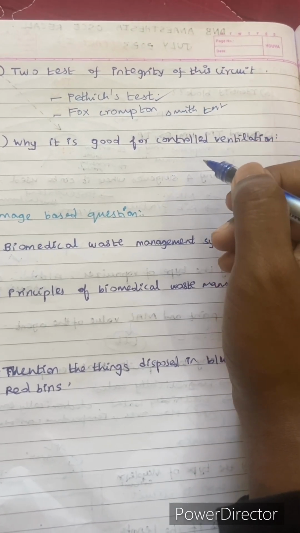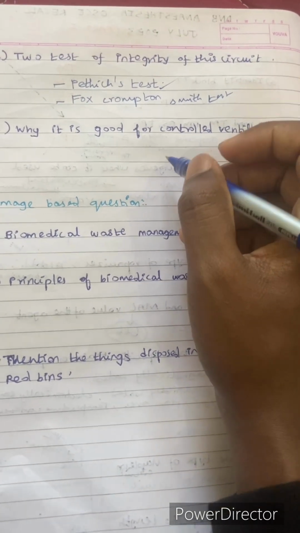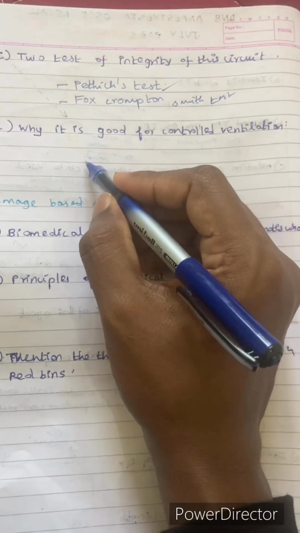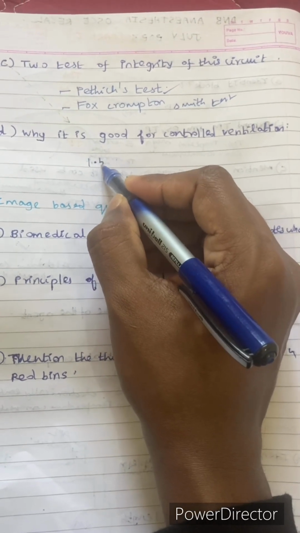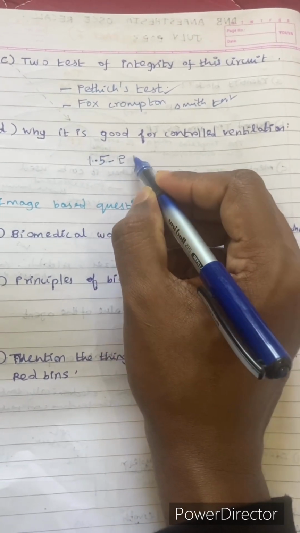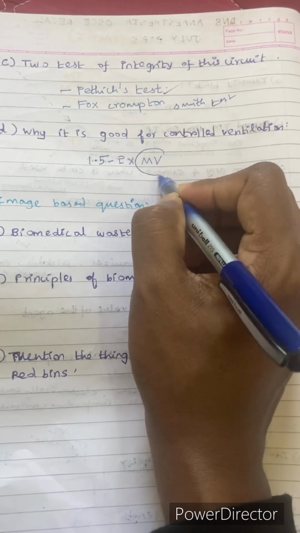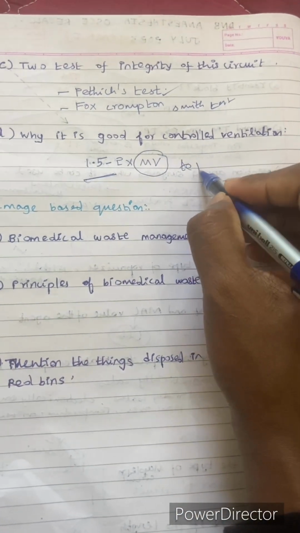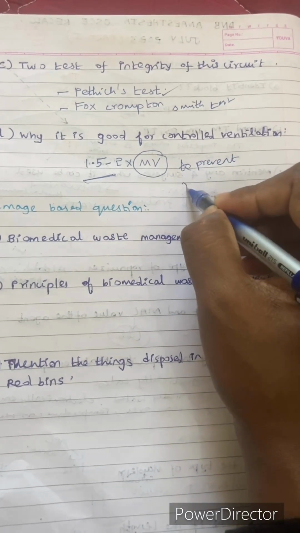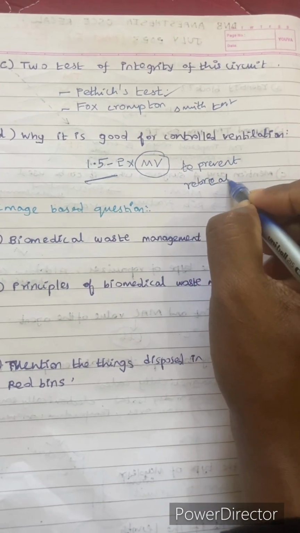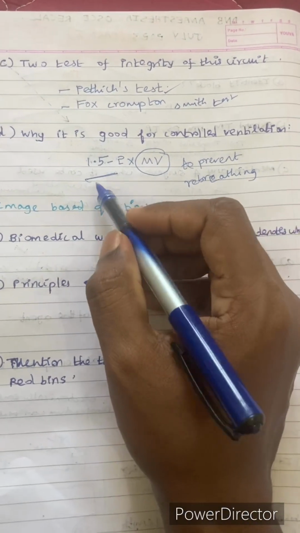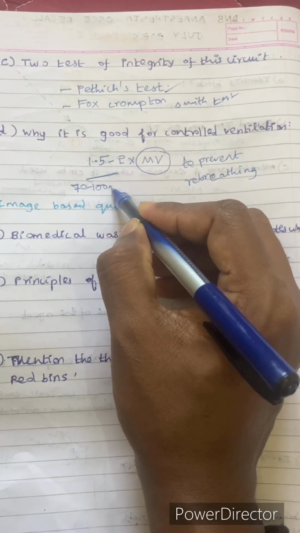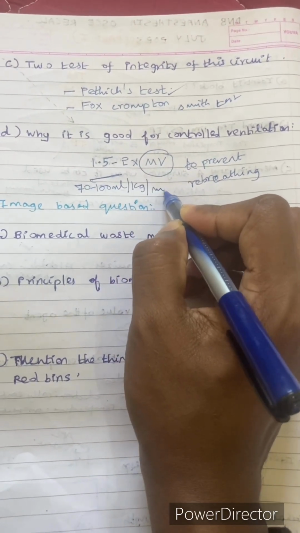The next question is why it is good for controlled ventilation. For controlled ventilation, to prevent rebreathing we need just a minimal volume, 1.5 to 2 times the minute ventilation, as fresh gas flow. The minute ventilation required to prevent rebreathing in the circuit is approximately 70 to 100 ml per kg body weight per minute.